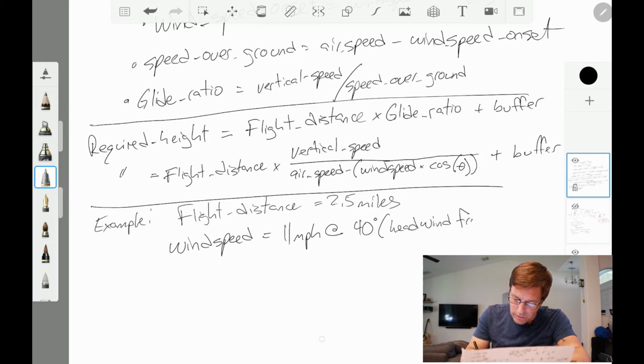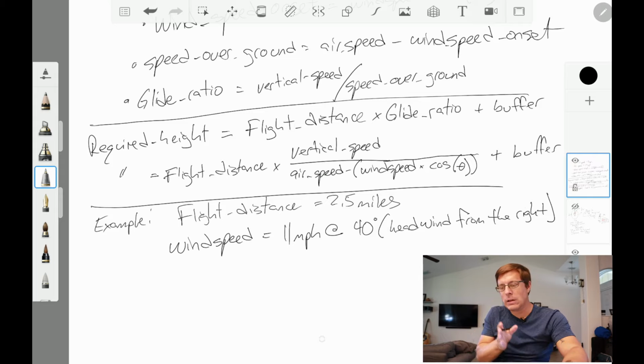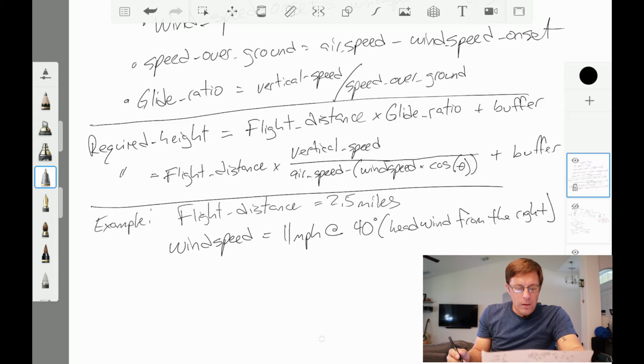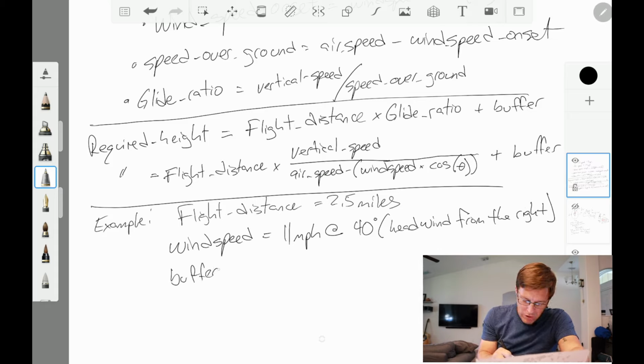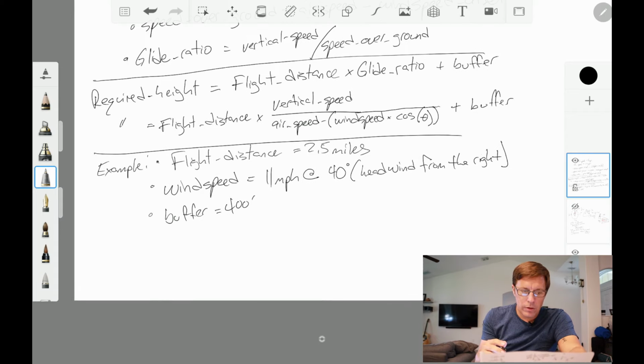Headwind from the right. I just estimated it: I lined up my phone with the direction that I knew I'd be flying, quickly from mainland to the beach, and held up a pencil. The little lines that show you the direction of the wind coming in looked like they were about 40 degrees off from that, so that's what I wrote down. And buffer is 400 feet, like I said. All right, cool.